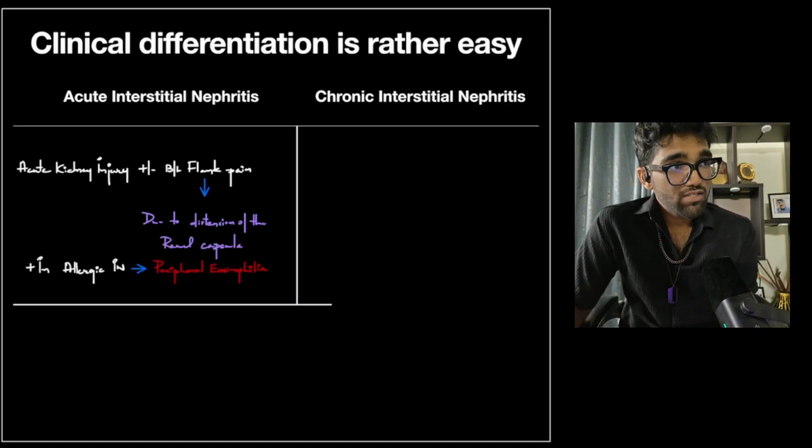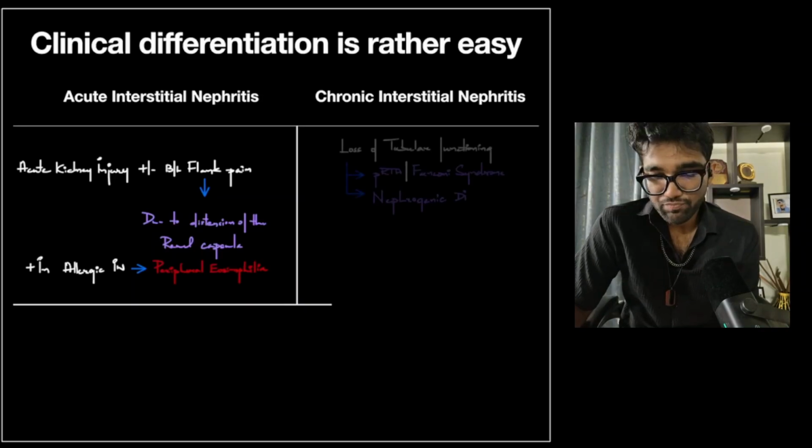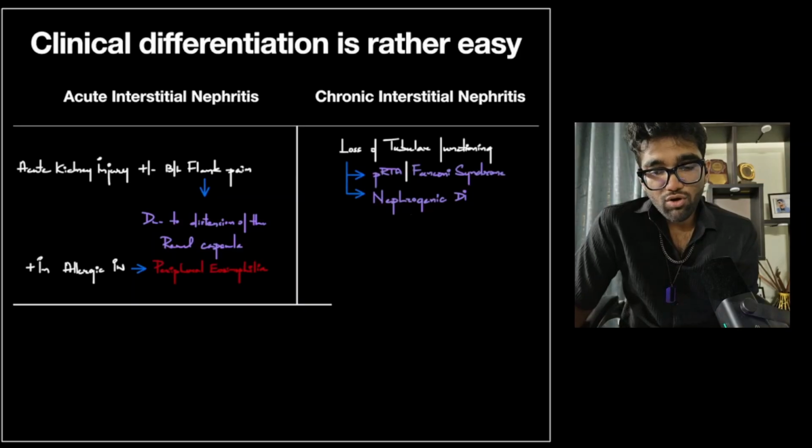In case of a subvariant, that is the so-called allergic interstitial nephritis, where you have a drug inducing an allergic response against the drug and causing renal injury, you also may have peripheral eosinophilia and indeed tissue eosinophilia. But again, these two processes need not always coexist. Then in case of chronic interstitial nephritis, we have loss of tubular functioning, which results in a proximal renal tubular acidosis, and when more severe, results in Fanconi syndrome.